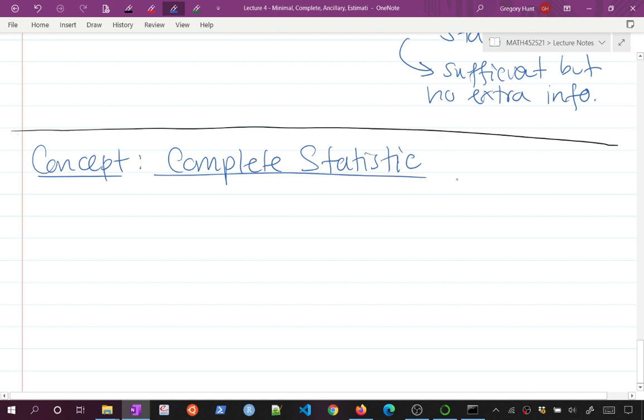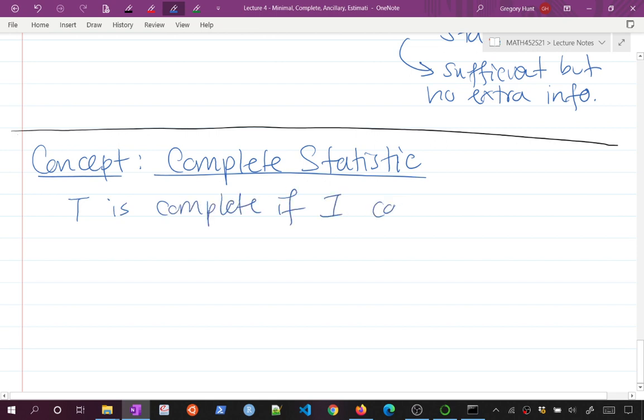And this is much more of a graduate level concept, and we're not going to talk about it too much. I'm going to alert you to its existence. But a complete sufficient statistic, it turns out, is related to minimal sufficient statistics, and in many cases they are the same thing.